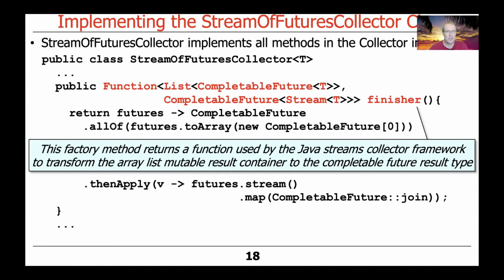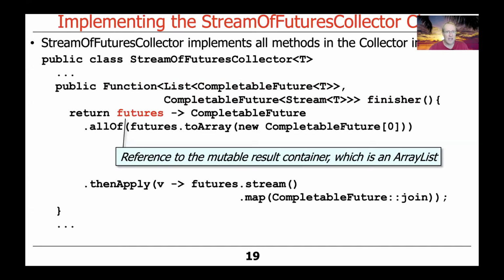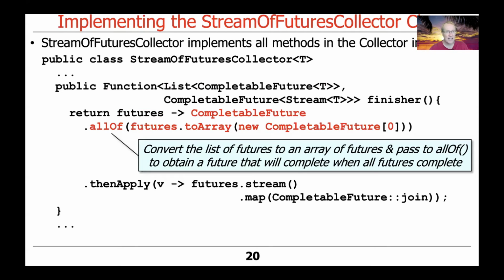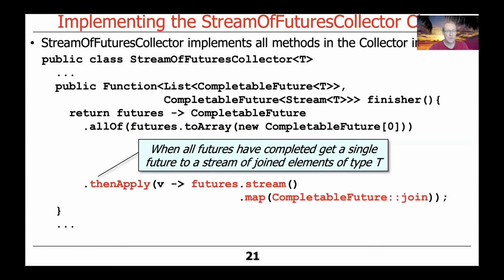And here's where things get interesting. This is the finisher method. And this finisher method looks an awful lot like the finisher we used for futures collector, which worked on a list, but this is going to be working on a stream. So that's the main difference. And what it does is it takes the futures, the completable futures list, which is the mutable result container. And the first thing it does is it converts that list into an array and passes it to the allOf method. And allOf will return a completable future, which will be triggered only when all the computations in the parameter passed to it, which are a bunch of completable futures, finish their computations.